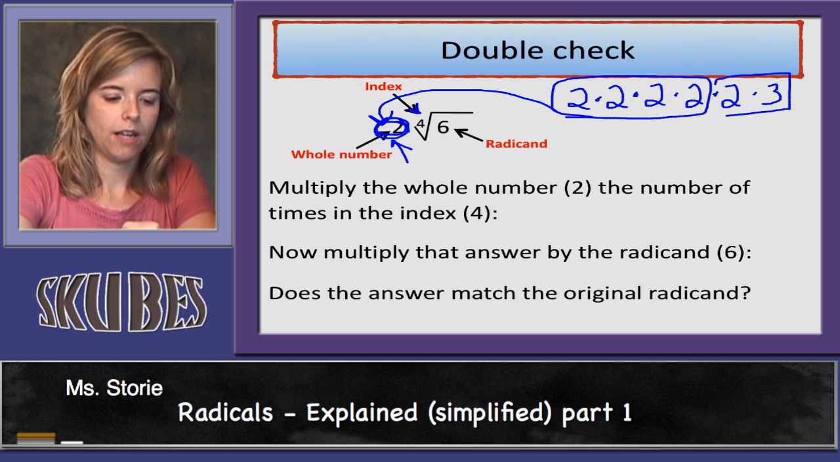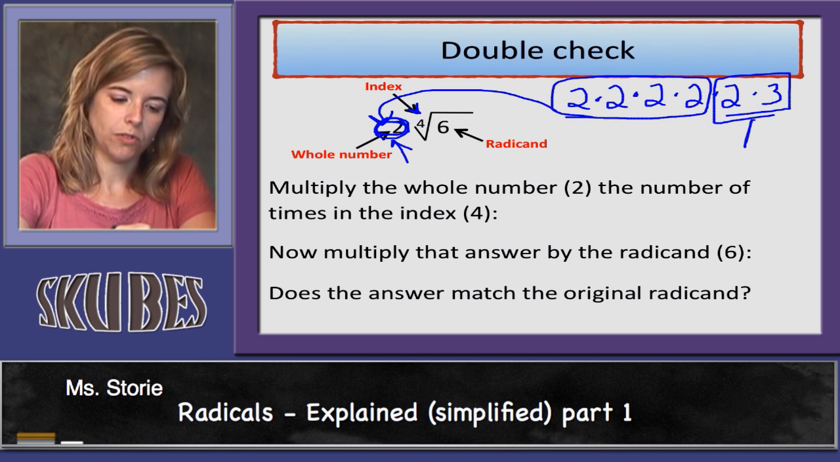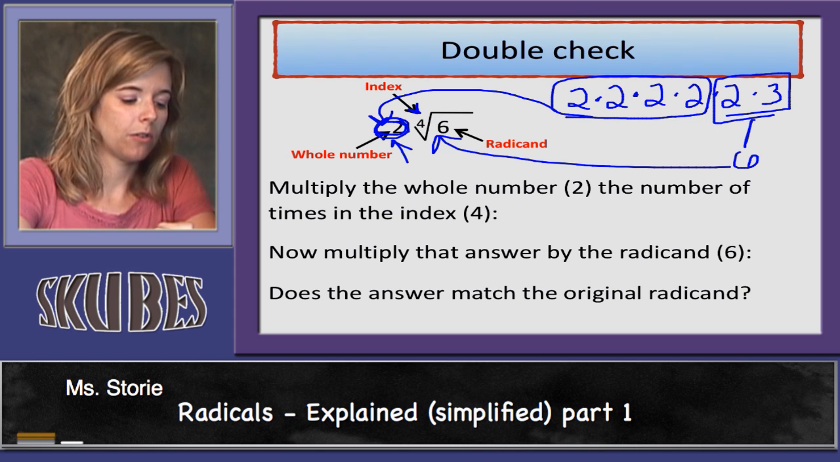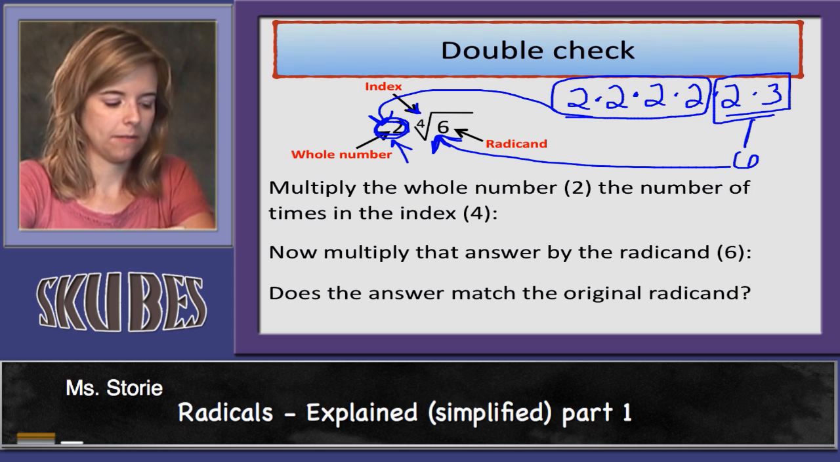And then this right here is our leftover, so that means that we have to multiply 2 times 3, and we get 6, and it goes right back under the radical sign, and becomes your new radicand.